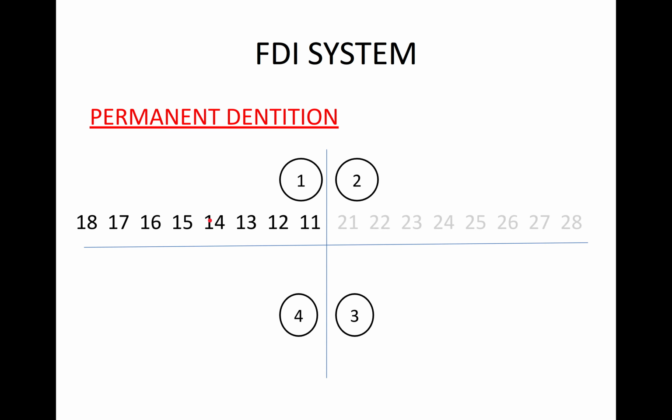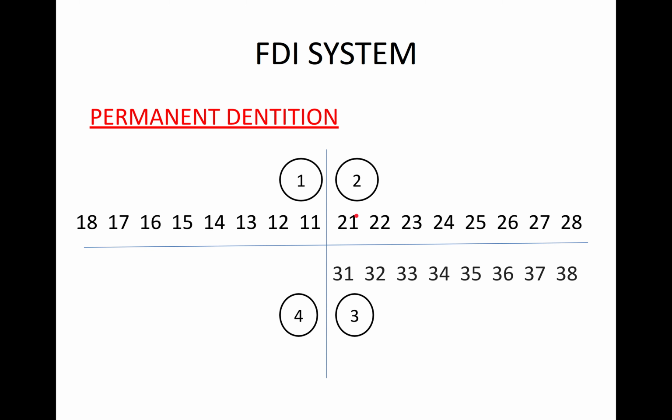Okay, so this is for the second. 2 stands for permanent maxillary left, 2-1 is the central incisor, and third is for the third quadrant. The third quadrant is the mandibular left arch, and 4 is for the mandibular right arch. Okay, so each tooth has its own number.